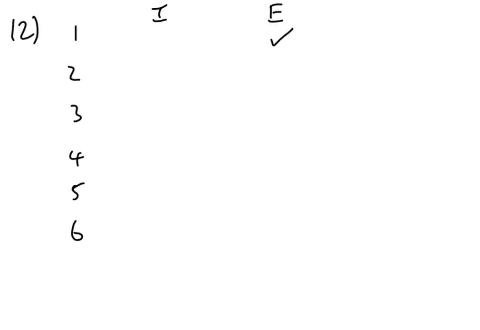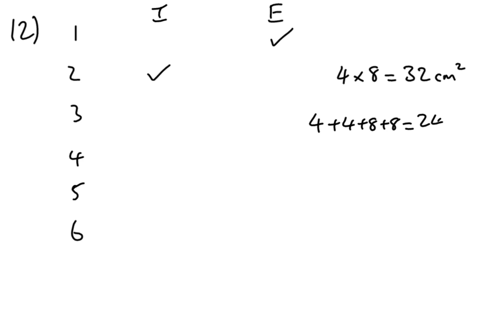The area is 32. Well, let's just do a bit of working out here. The area is done by 4 times by 8. 4 times by 8 is 32 centimeters squared. So it is correct. The perimeter is 32. The perimeter is the distance around the shape. So if we add this up, that's 16, 20, 24 centimeters. So that is false.